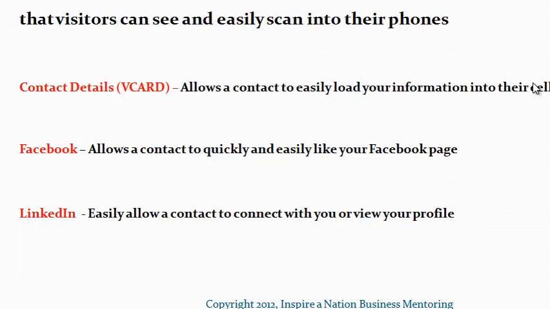So I've got some QR code homework for you. I want you to create the following QR codes for your agency, okay? And we want to create an 8x10 door hanging and put it somewhere in your office or on your agency door that visitors can see and easily scan into their phones. I want you to create a contact detail card, a Facebook, like me on my Facebook, and then LinkedIn if you've got a LinkedIn profile out there. And I'm going to walk you through now and show you how to do all three of those one more time, but then your homework is I want you to do those as well.